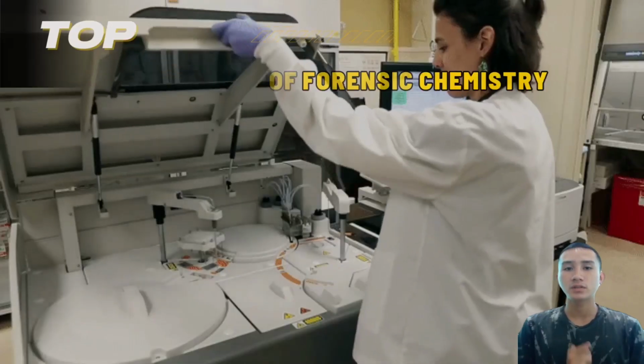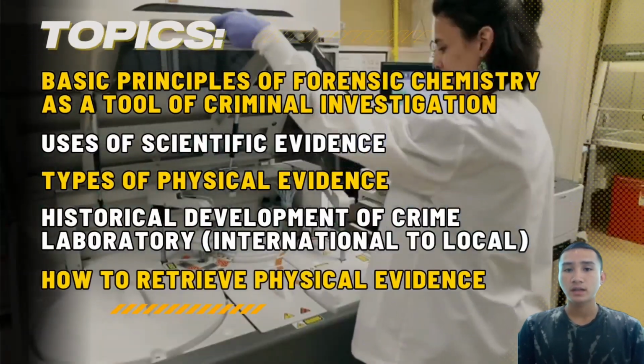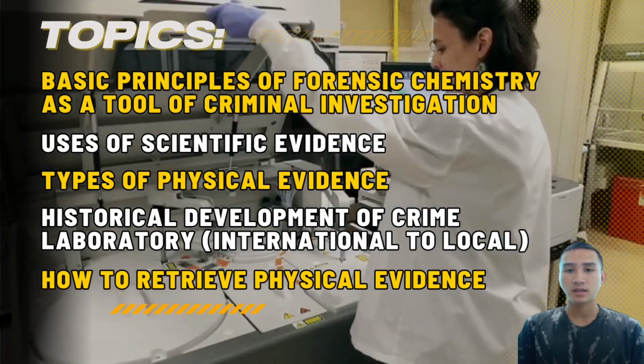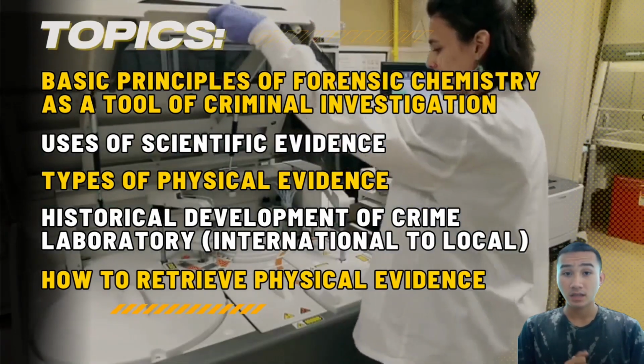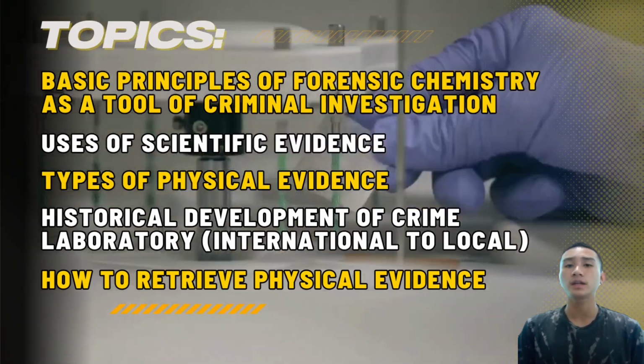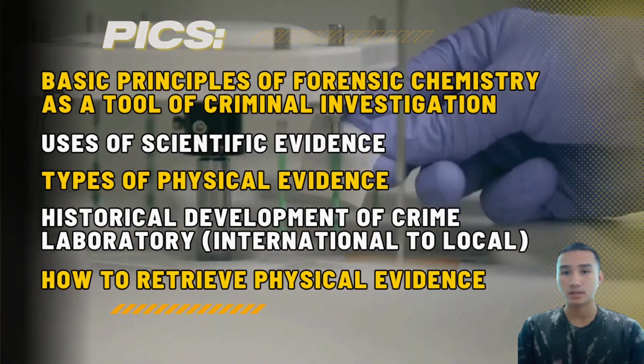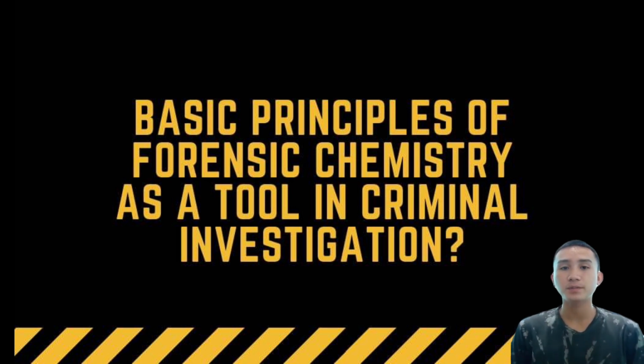We are going to discuss the basic principles of chemistry as a tool in criminal investigation, uses of scientific evidence, types of physical evidence, historical development of crime laboratory, international to local, and how to retrieve physical evidence. What are the basic principles of forensic chemistry as a tool in criminal investigation?